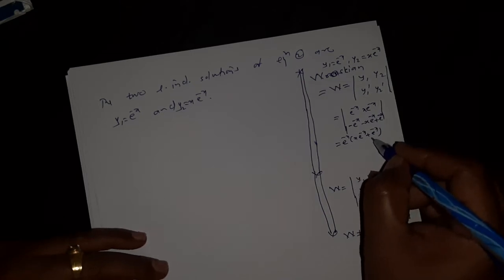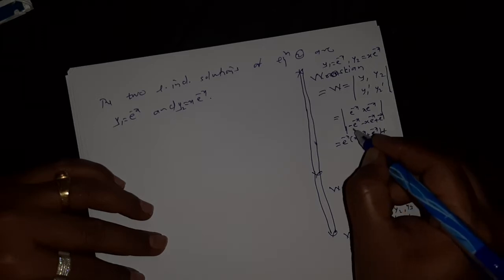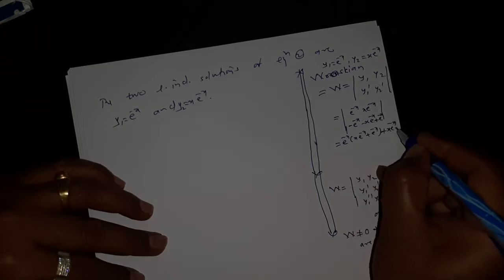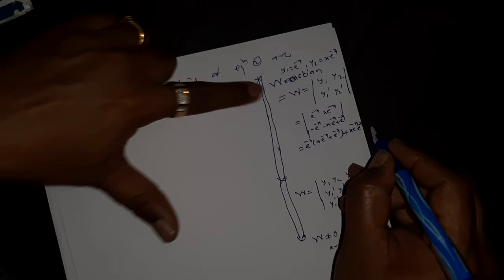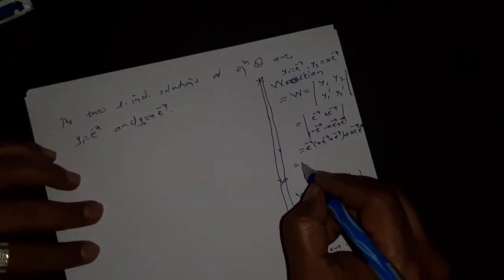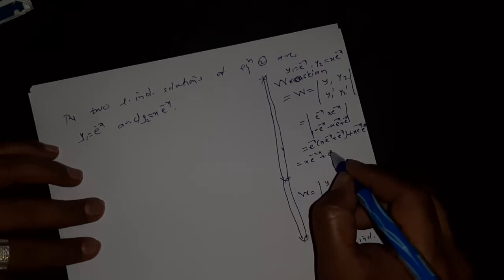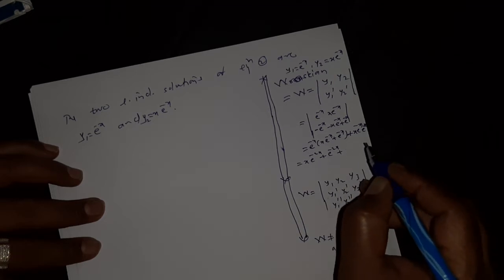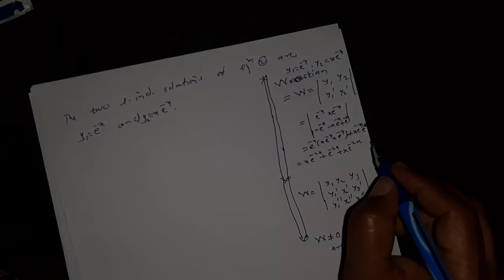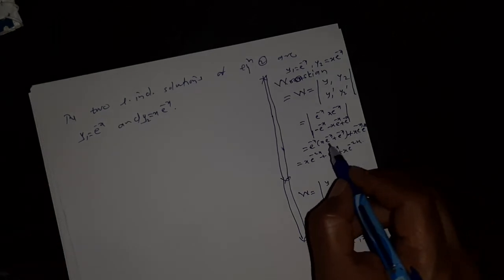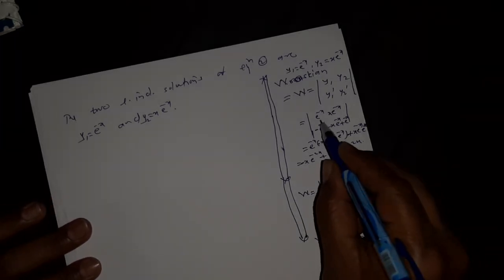To minus x, this into this, minus minus become plus, this into this, x e raised to minus x, e raised to minus x, and then is equal to this, x e raised to minus x into e raised to minus x is e raised to minus 2x, plus this is e raised to minus 2x, plus x e raised to minus 2x. This is minus sign, here is minus sign, so we have here minus this into this.